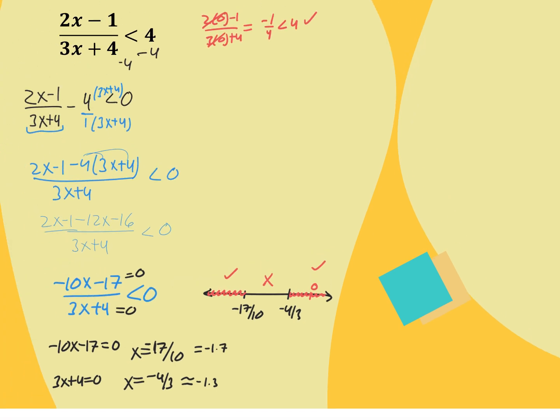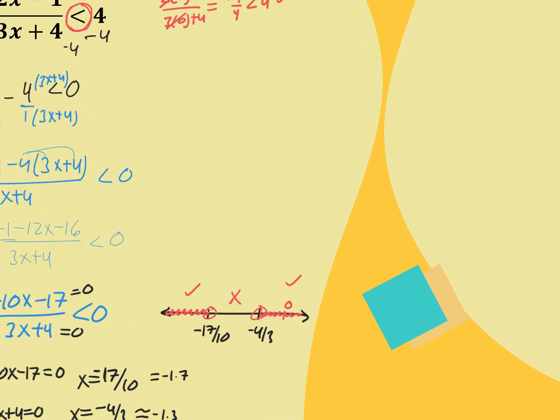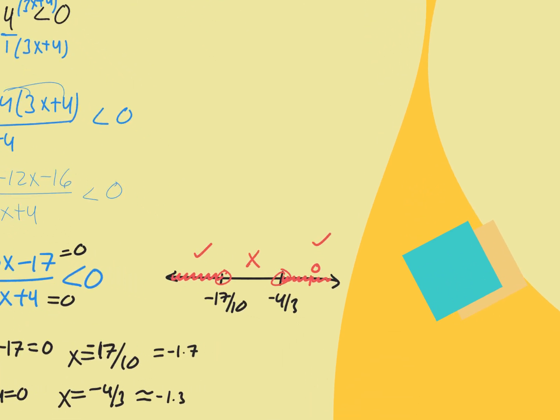And then because this has a strict inequality, I don't need to worry about the domain restrictions, right? Because no matter what, whether it's negative 4/3 or negative 17 over 10, it needs to have an open circle over it regardless, because originally it was a strict inequality. So that's the difference between this and the example that we did in the previous slide. We don't have to check for domain restrictions because we already know that we can include that as an answer.